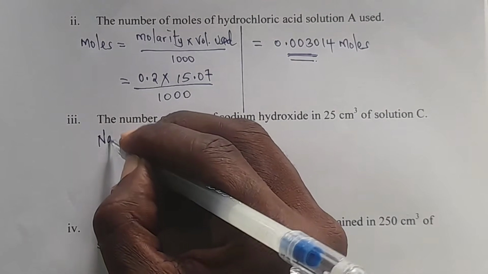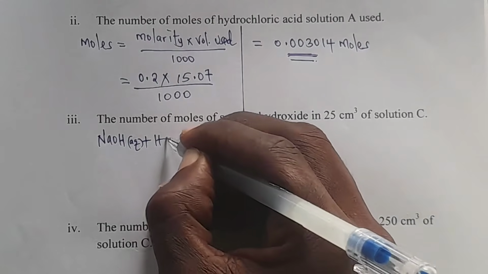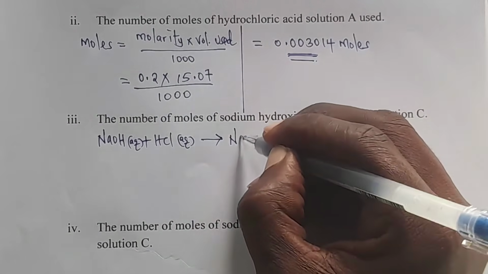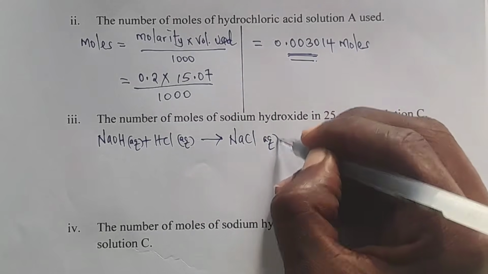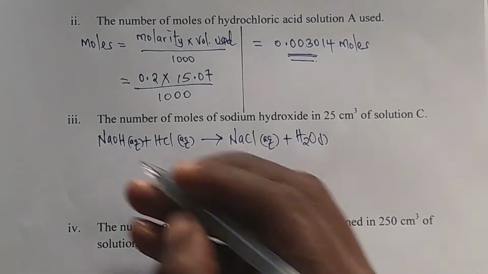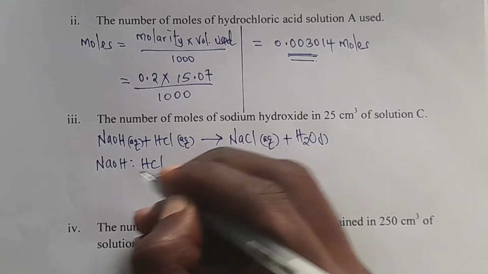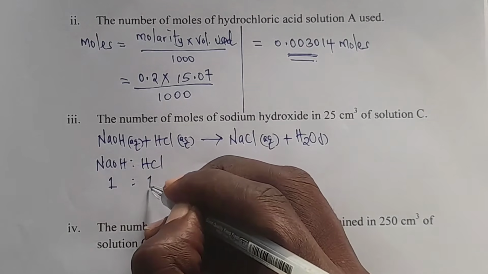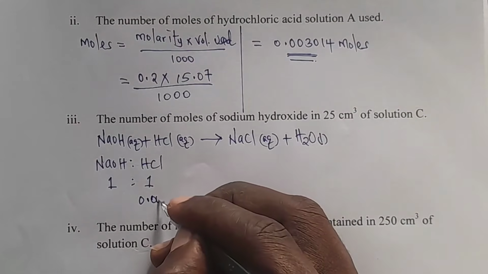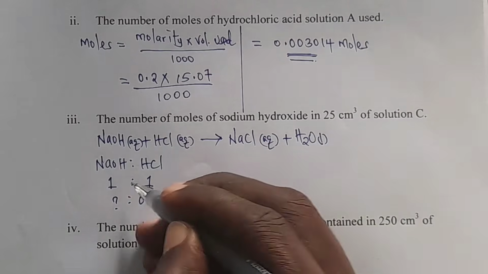We have sodium hydroxide aqueous plus hydrochloric acid aqueous. We are going to get sodium chloride aqueous plus water. Remember, this equation is self-balanced. So the mole ratio between sodium hydroxide and hydrochloric acid is 1:1. We have gotten the number of moles of hydrochloric acid as 0.003014 moles. So what about the number of moles of sodium hydroxide?